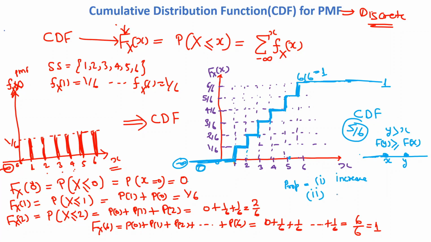Second, let x tend to infinity, on the positive side. You can see here till 6 it is increasing, and after 6 whatever value we get, it will show the probability 1. So we can say that if x tends to infinity, then F of x, the cumulative distribution function, will be equal to 1. And the third property: if x tends to minus infinity, in this direction, you can see that it is 0. So we can say that it tends to 0. So this is all about the cumulative distribution function for PMF.